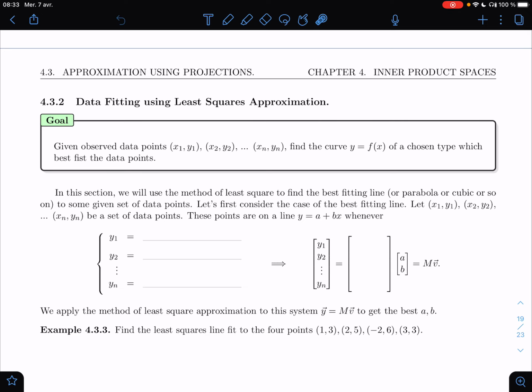Hello everybody, welcome to section 4.3.2 where we'll be looking at data fitting using least squares approximation.